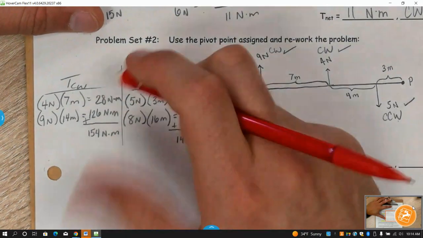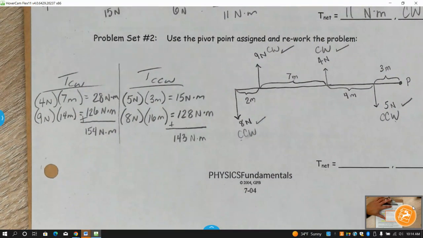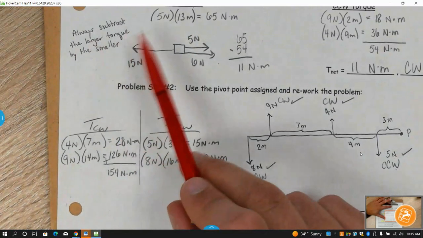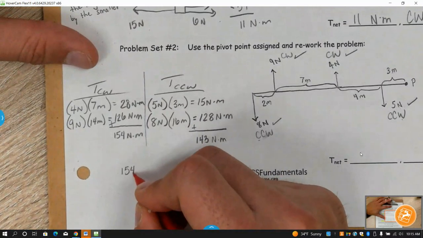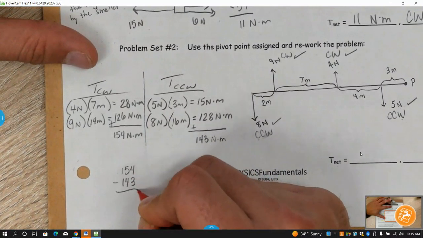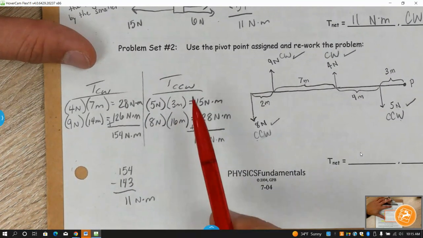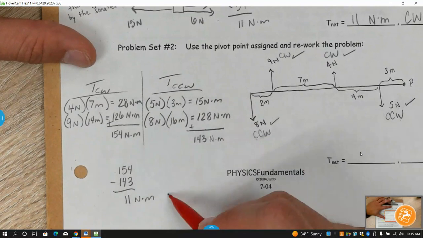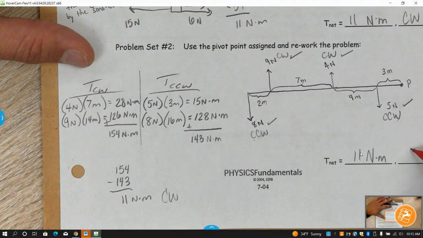All right, am I done? No. Remember, why? Because they're asking me for net torque. Just like net force, there can only be one. So in the notes, I always say, subtract the larger by the smaller. So who's the larger number, 154 or 143? 154 minus 143, and what does that give me? 11 Newton meters. And in which direction? Who had the larger direction, clockwise or counterclockwise? Clockwise, yes. So 11 Newton meters clockwise.